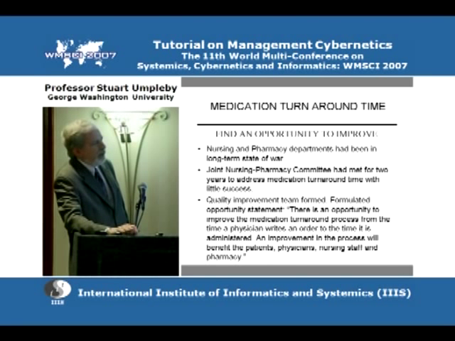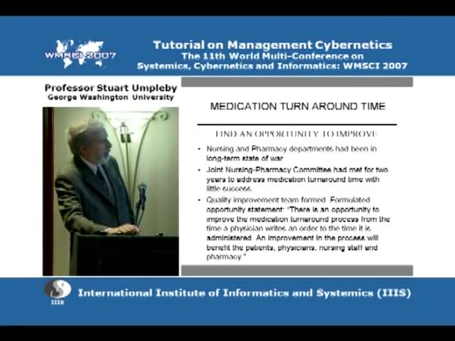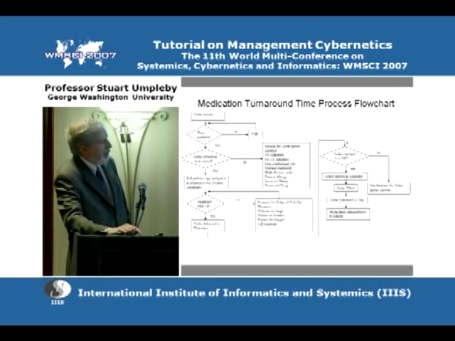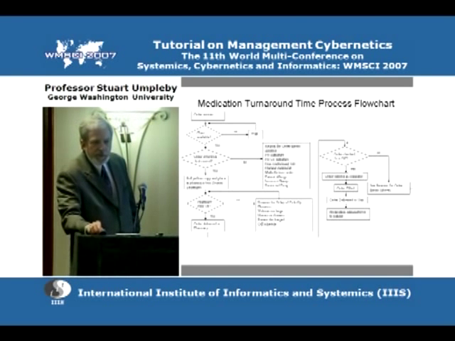So they decided to adopt process improvement methods. So a quality improvement team was formed. They formulated an opportunity statement, which is: there's an opportunity to improve medication turnaround from the time a physician writes an order to the time it is administered to the patient. An improvement will benefit patients, physicians, nursing staff, and pharmacy.